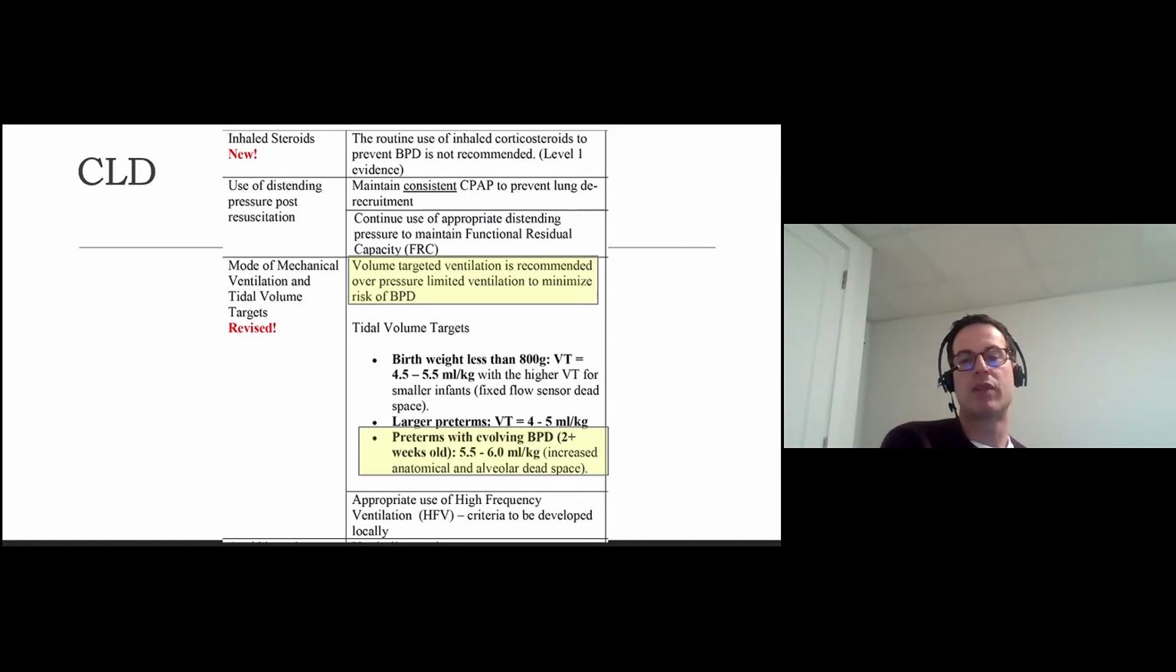Something that I think is controversial will be those with evolving BPD who are over 2 weeks to use volumes of 5.5 to 6 per kilo. I can tell you in our own unit, we do not agree with this. We don't use volumes that high, although this may in fact have more to do with avoiding high frequency ventilation once they have established chronic lung disease.